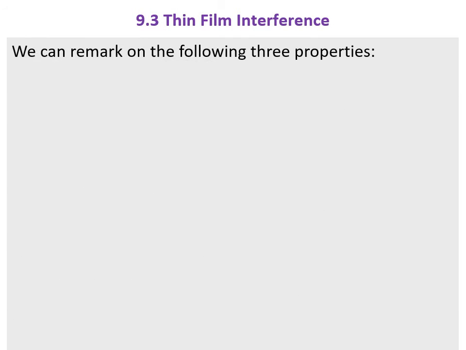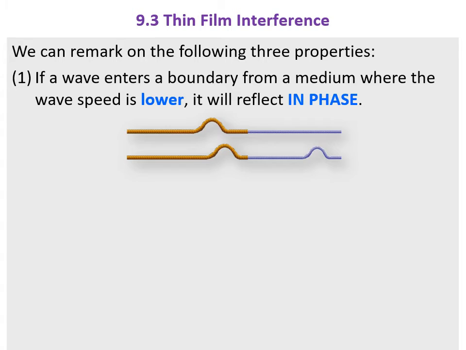So we can remark on the following three properties. One, you need to write these down. If a wave enters a boundary from a medium where the wave speed is lower, it will reflect in phase. Or where the medium is denser. So if you're going from a dense medium to a less dense one, then the reflection is in phase. The wave is in phase upon reflection.